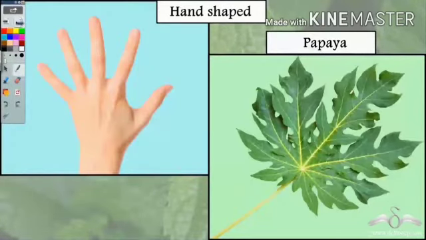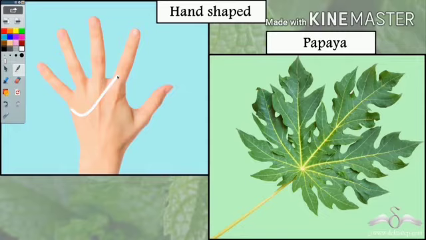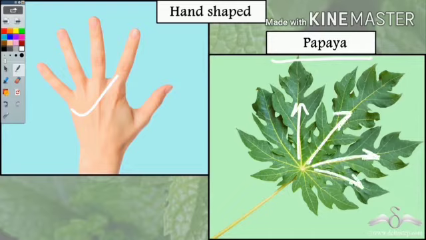Now, if you look at your hand and you spread your fingers, it looks like this, right? Similarly, if you look at a papaya plant, you will see these kinds of leaves. It is just like fingers which are spread. So, these are known as hand-shaped leaves.